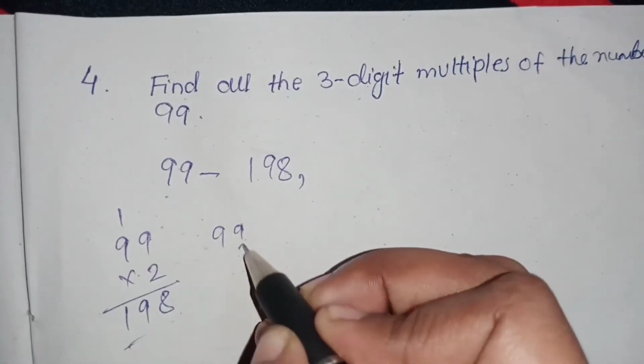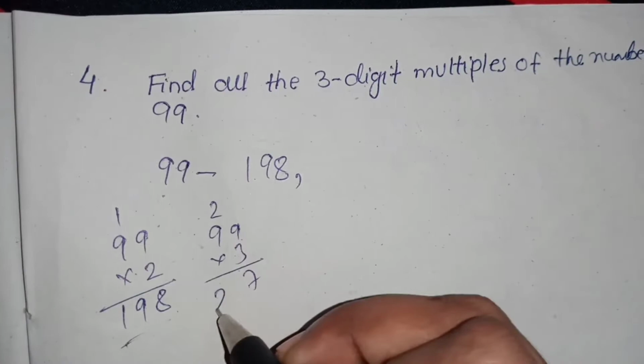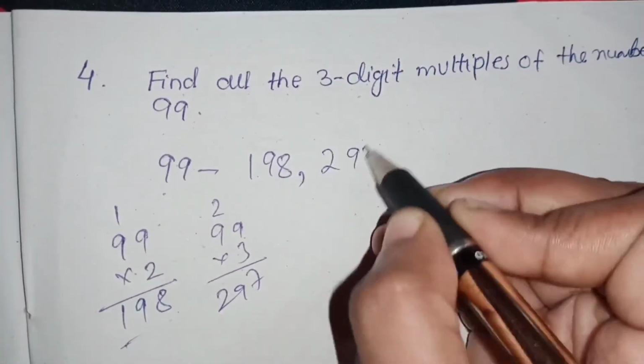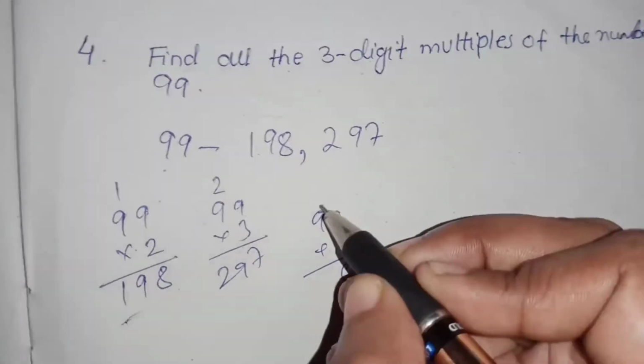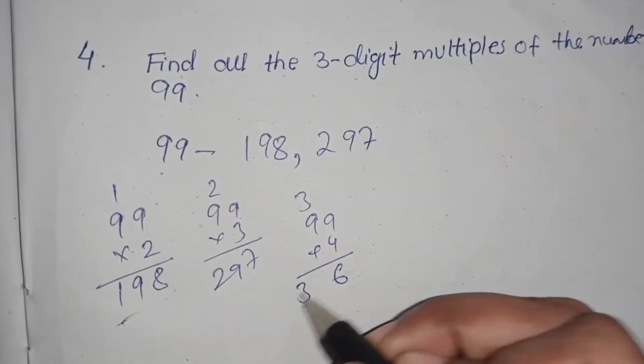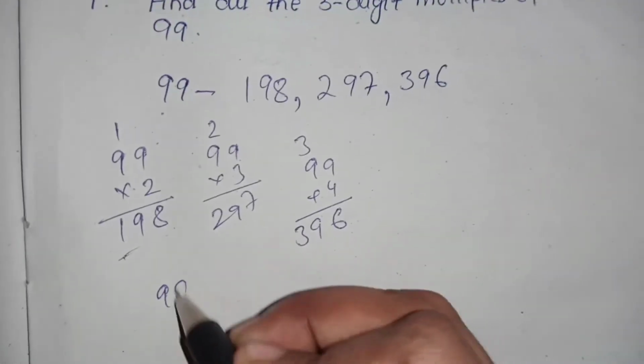Again, you can multiply by 3. 3 nines are 27, 2 carry, 3 nines are 27 plus 2 is what? 29. So how much did we get? 297. Again, you can multiply by 4. 4 nines are 36, 3 carry. 4 nines are 36 plus 3 is what? 39. Then again you can multiply by 5.